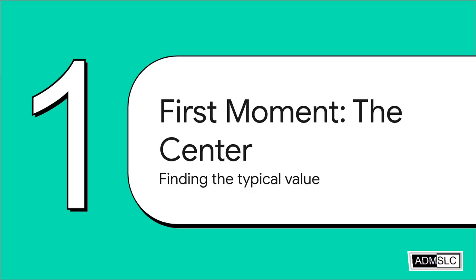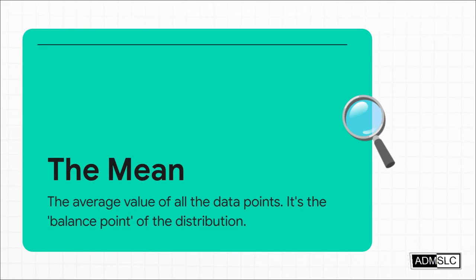Okay, let's start with the first moment, the center. Before we can do anything else, we have to find a single number that represents the typical value in our data. Where does all the data seem to cluster around? The most common way to do this is with the mean, which I'm sure you know as the average. You just add up all the values and divide by how many you have. The best way to think about it is as the balance point of your data, like the exact spot on a seesaw where everything would balance out perfectly.